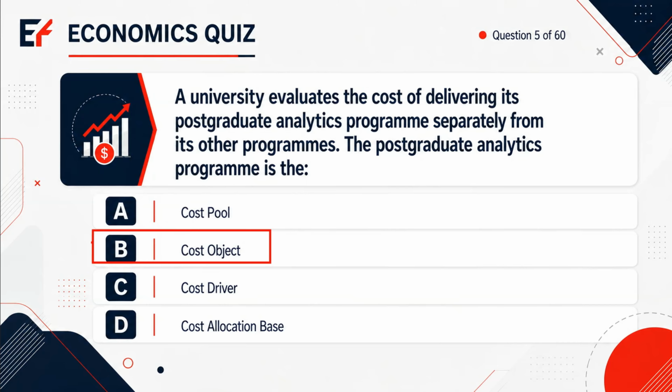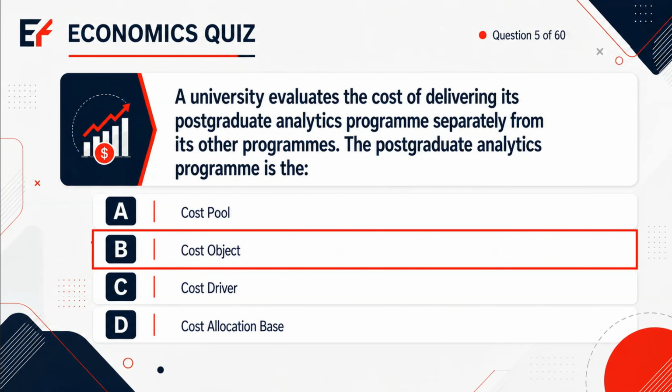Let's distinguish the terms. A cost object is anything for which an organization wants to measure or assign costs. In this case, the postgraduate analytics program is being evaluated separately, so it is the cost object. A cost pool is a group of similar costs collected together before allocation. A cost driver is the factor that causes costs to change, such as the number of students or teaching hours. A cost allocation base is the measure used to distribute pooled costs across cost objects.